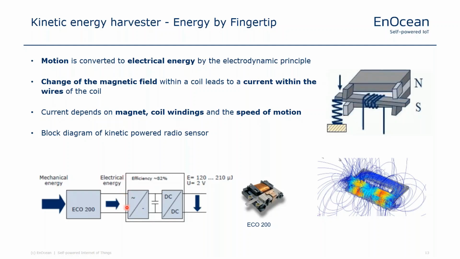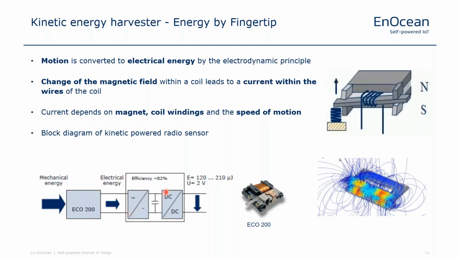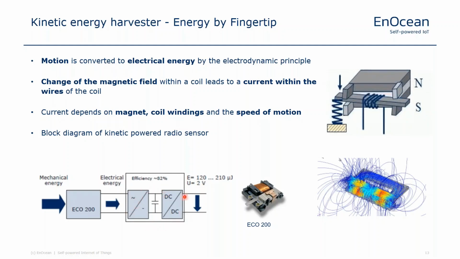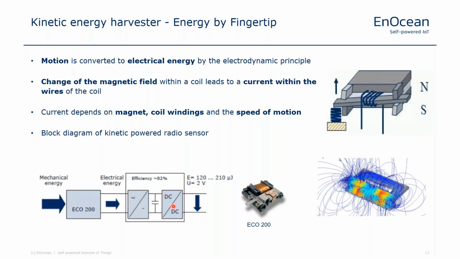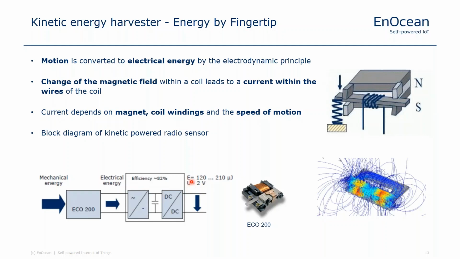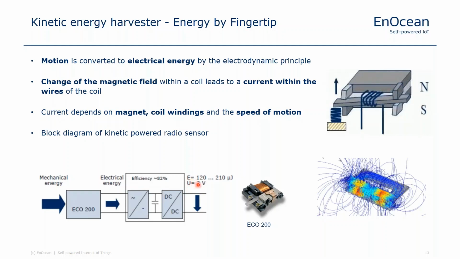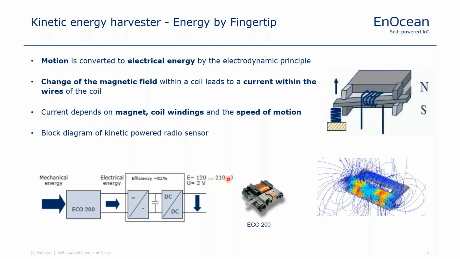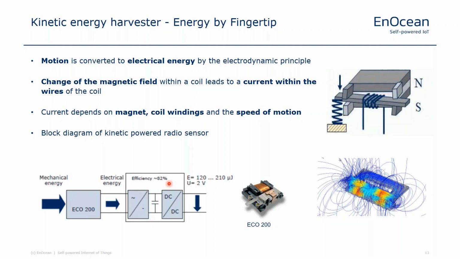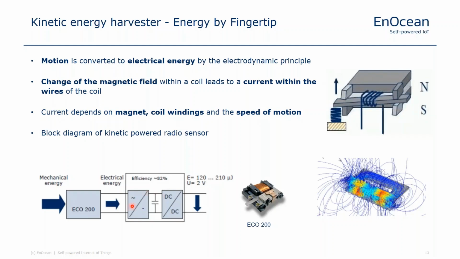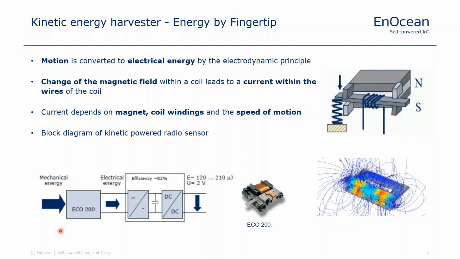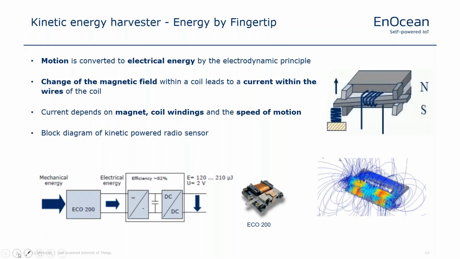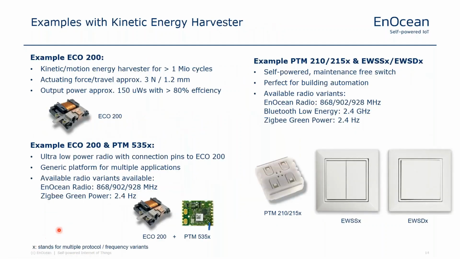Therefore, you need to adapt them via some converters we implemented on our radio modules. At the end, you get a 2-volt level with 120 to 210 microjoule. This is the same as microwatt seconds. The efficiency is about 80%. So it's a very good method for a switching element. And you see these examples.